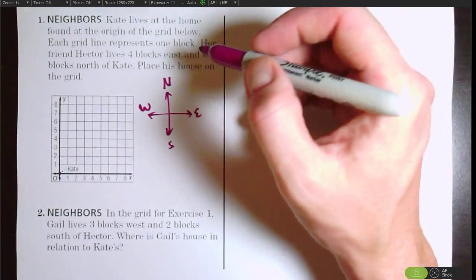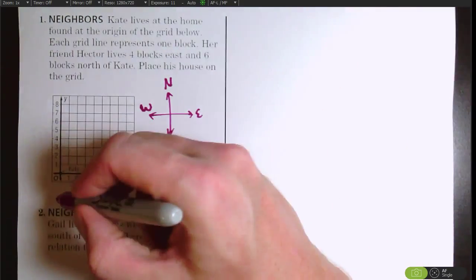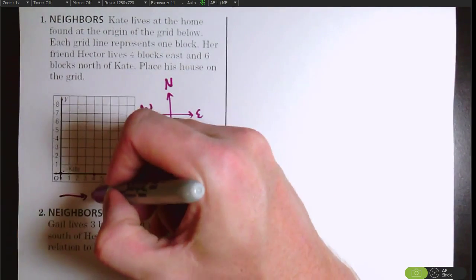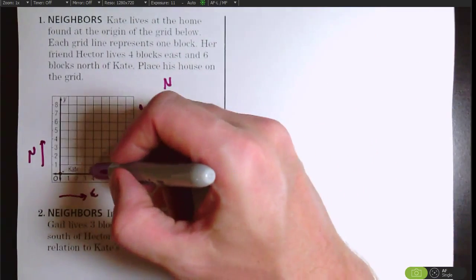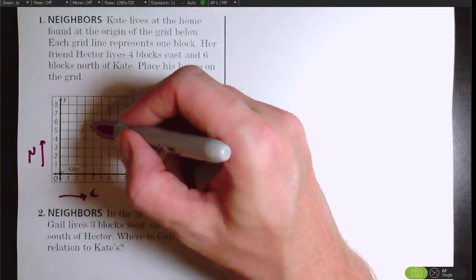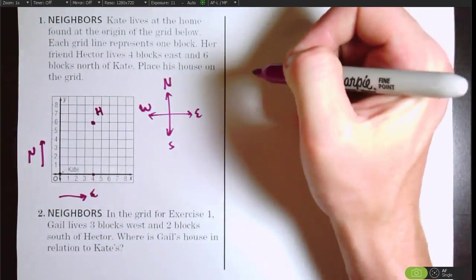So anyway, Hector lives 4 blocks east, so I have to go over 4 blocks to the right because that's east. And then here is north, and 6 blocks north: 1, 2, 3, 4, 5. So we'll just put a little H there for Hector.